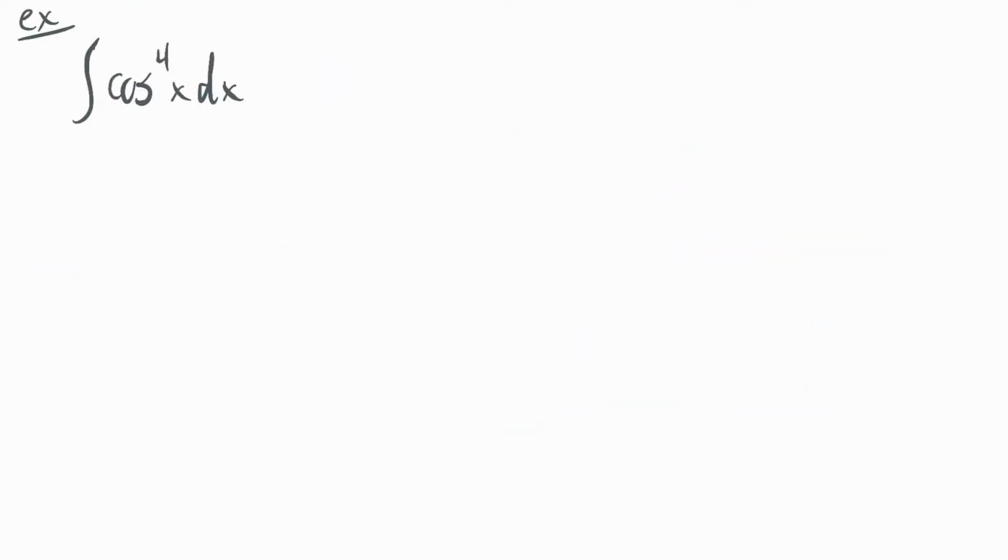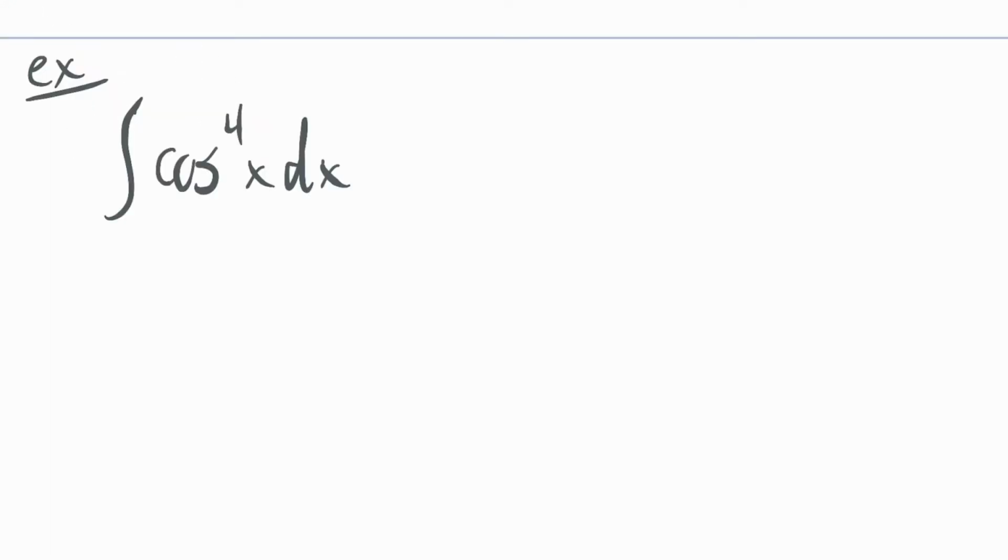Okay, let's continue the pattern. We'll switch to cosine this time just to change it up a little bit. What if we had the integral of cosine to the 4th x dx? This one is again similar in that we're going to use an identity, but it is a little bit different. I need to start by writing this as the integral of cosine squared x squared dx.